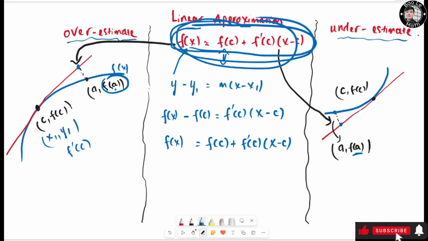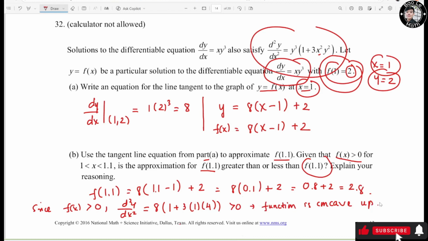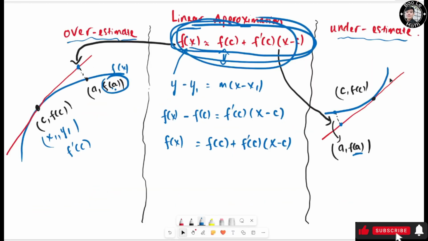You look at the notes right here. The function is concave up, so the approximation right here is an underestimate. It tells us that the tangent line is under the curve, right? We look at the notes right here. The tangent line is under the curve, which means it's going to underestimate the value, right?